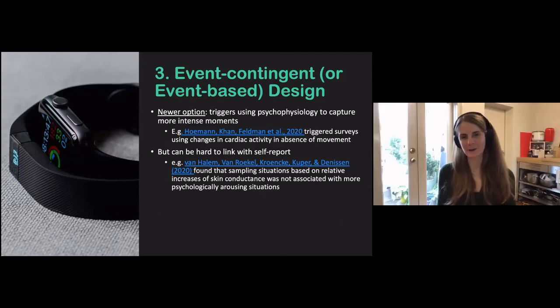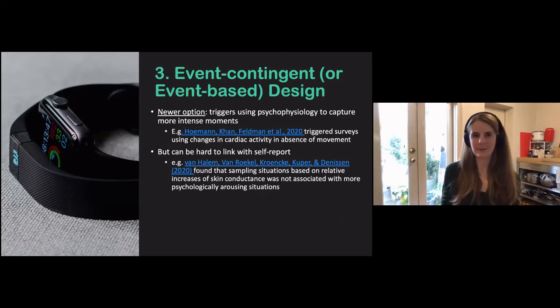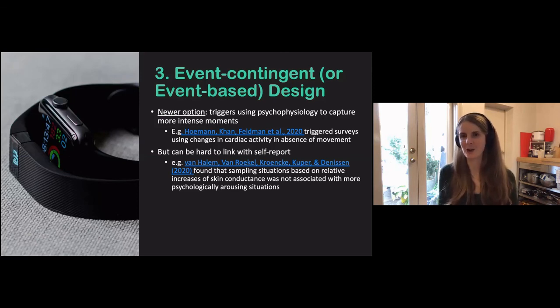I have never done this before. It's a newer option, but it is something that you can do. For example, this paper by Katie Homan and her colleagues used heart rate to trigger a questionnaire about emotions. Importantly, this is heart rate in absence of movement. So it's not like you go for a heavy run and then you get asked about your emotions. It's if you have a stressful heart rate response in your normal life.